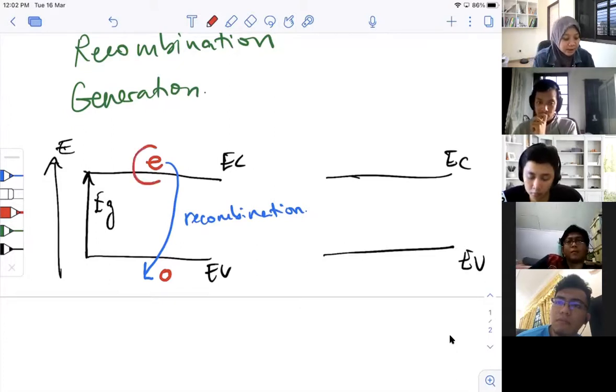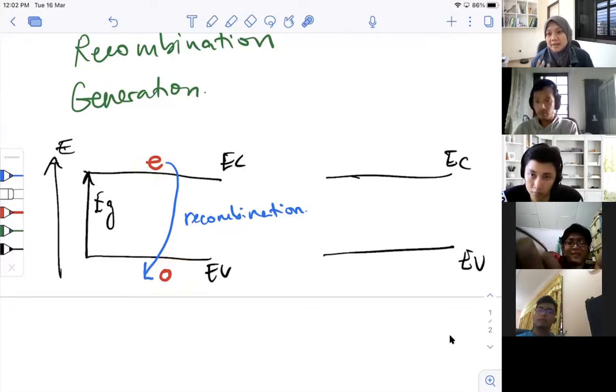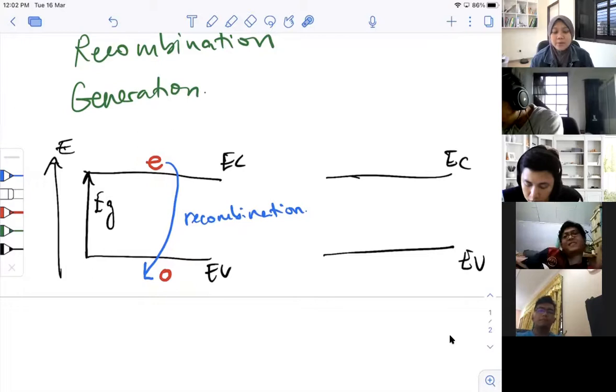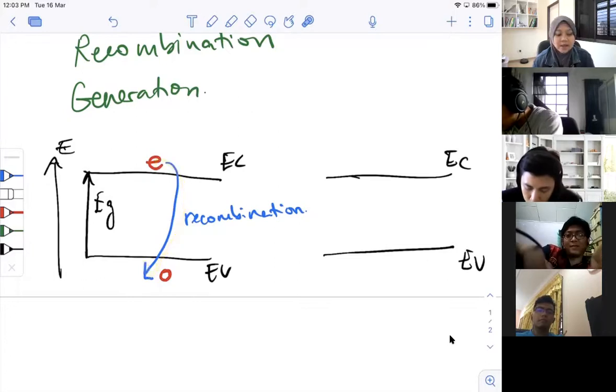So when the electron at the top here meets any free hole, it will recombine. So when it recombines, we are losing free carriers. When free electrons meet free holes, they recombine and become bound electron and bound hole. So when they become bound electron and bound hole, this energy which is lost must be transferred to another type of energy. When recombination happens, it loses energy.